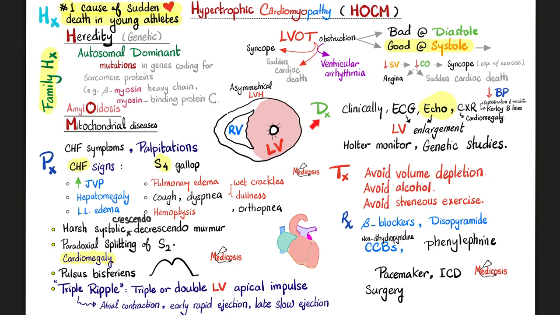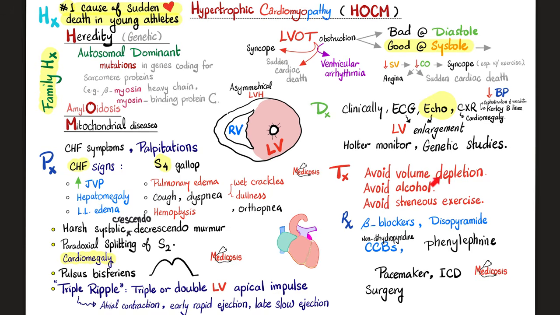How can I diagnose this? Clinically, by history, physical exam. Don't ever forget the family history. Then we do an EKG, we do an echo to find what? The left ventricle is so big, it's left ventricular hypertrophy. Chest x-ray might show cardiomegaly and it might show the signs of pulmonary congestion. A 24-hour Holter monitor might be beneficial as well as genetic studies for the gene mutations.